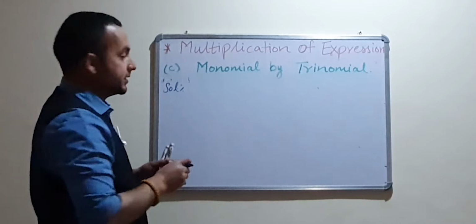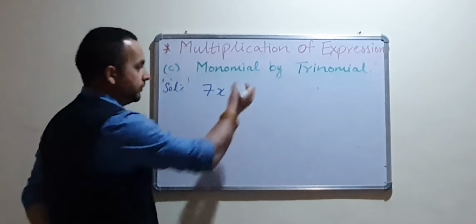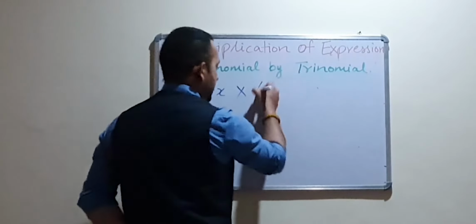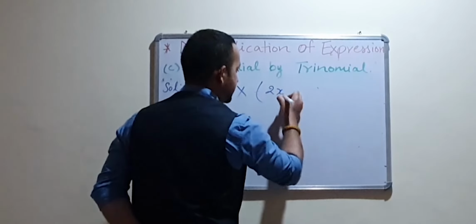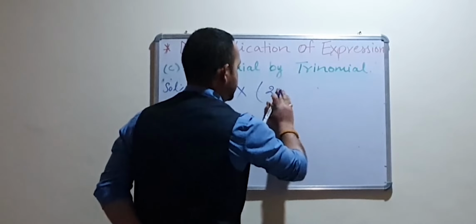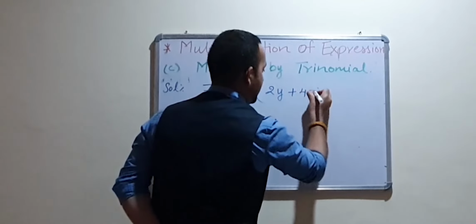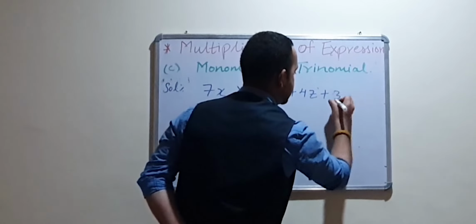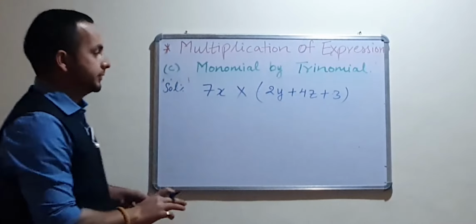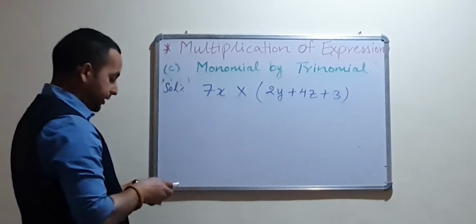Let's take an example once again. Suppose I take 7x as a monomial, by means multiply, and I'll take a trinomial example: 2x, 2y plus 4z plus 3, like that. So this is the trinomial, right? The trinomial has three terms.